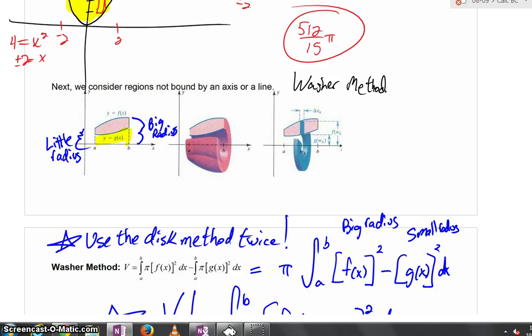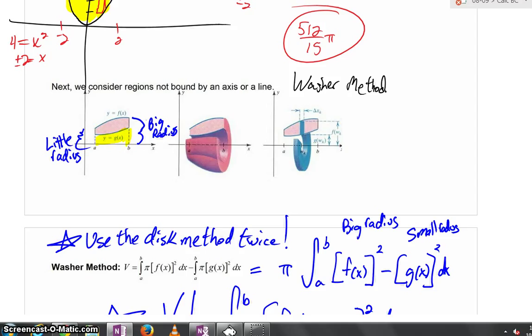It's when you've got space between your region and the axis that you're revolving around. It's when you have open space. Now you can see on the screen here, I've highlighted in yellow the open space. You've got F and G as the upper and lower boundaries. You might notice I'm showing a big radius and a little radius. As you revolve that little region with the space, you're going to have some open space in the resulting volume. Hence the name, the washer method.